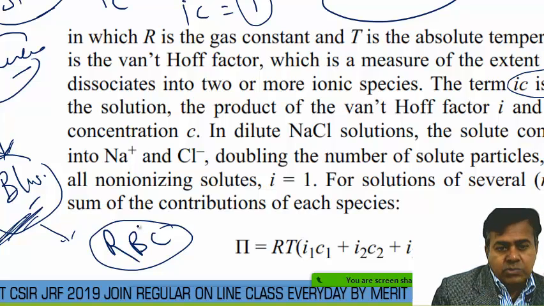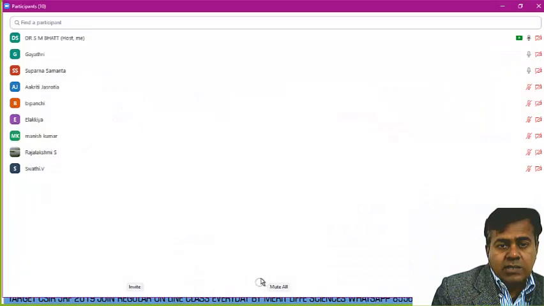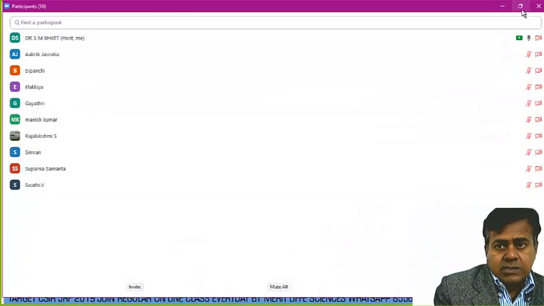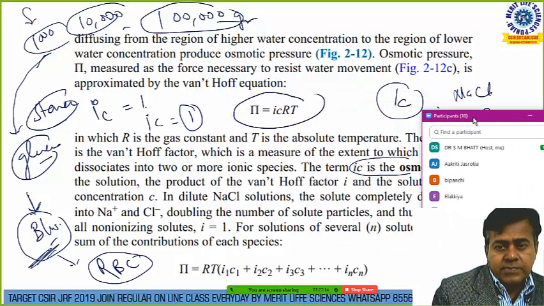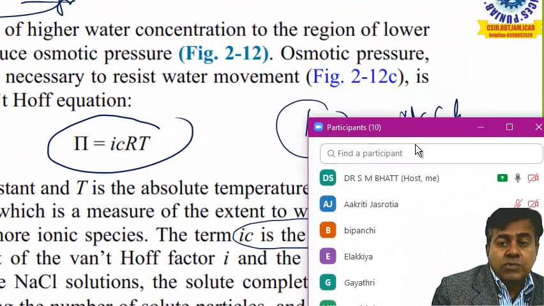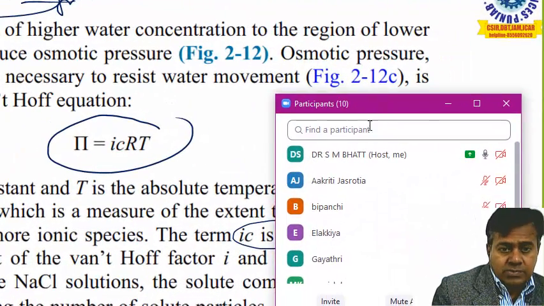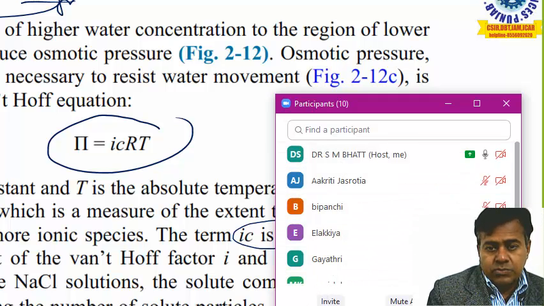But I think whoever asked that question, about how 1000 gram of starch is equivalent to 10 milligram of glucose, Akriti, I think you asked me, no? Suparna asked me. Okay? Suparna?